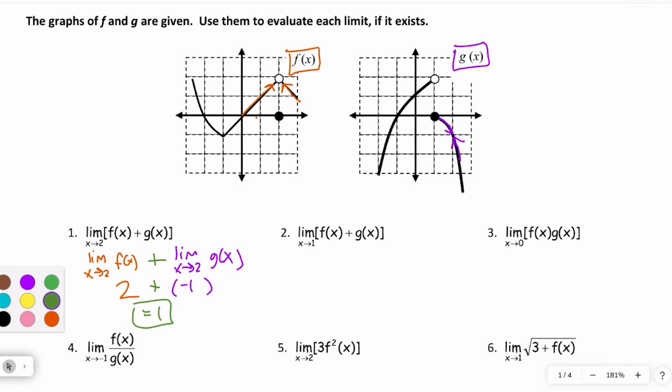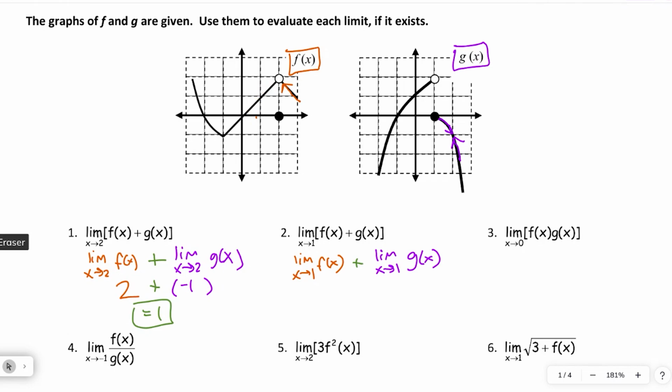For number 2, it's going to be kind of the same idea here, where we have the limit as x approaches 1 of f of x plus the limit as x approaches 1 of g of x. The limit as x approaches 1, let me erase all my little markings up here, is going to be, let's take a look. So from the left, we're approaching 1. From the right, we're approaching 1. So that limit is just 1.